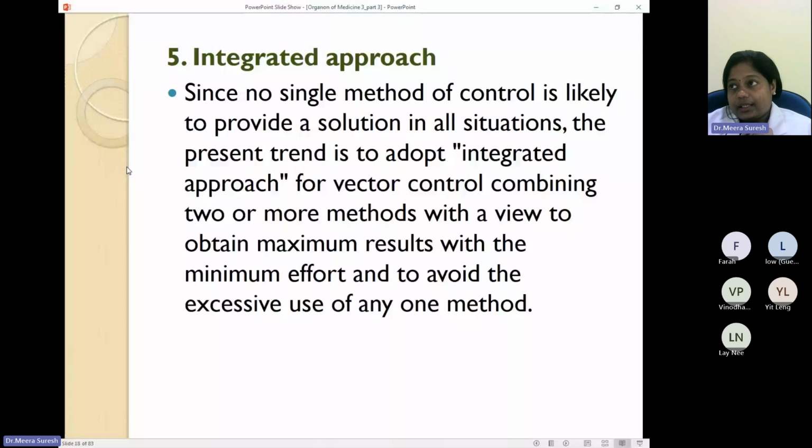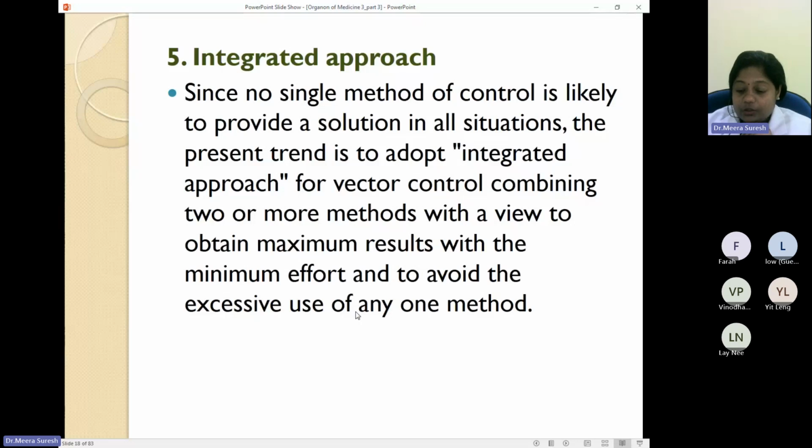It should actually be an integration, two or three or all the methods coming together, or if not the genetic, the other methods coming together. So an integrated approach is always very necessary to control these insects. Since no single method is likely to provide a solution, we need to go for the integrated approach, where two or more methods can be combined together to get maximum results with minimum effort. So this is the basic principle of controlling the insects.